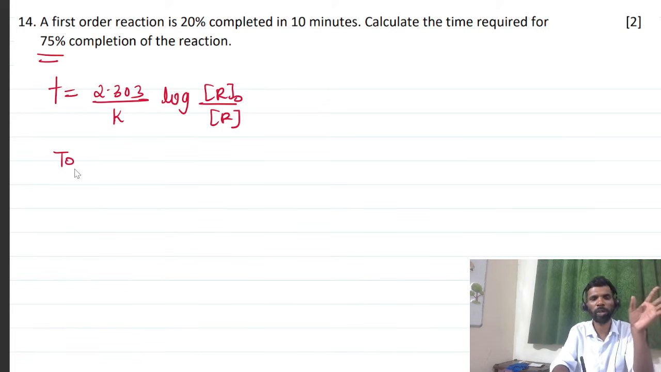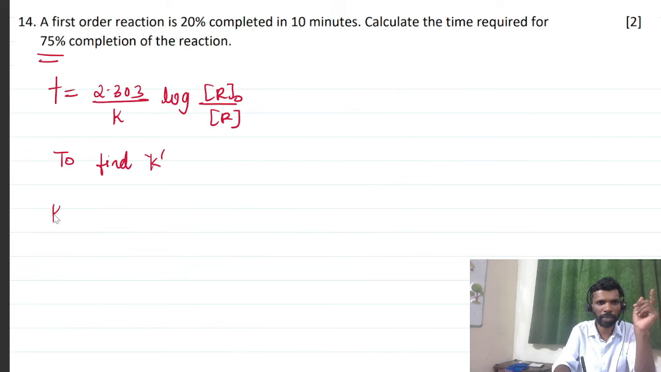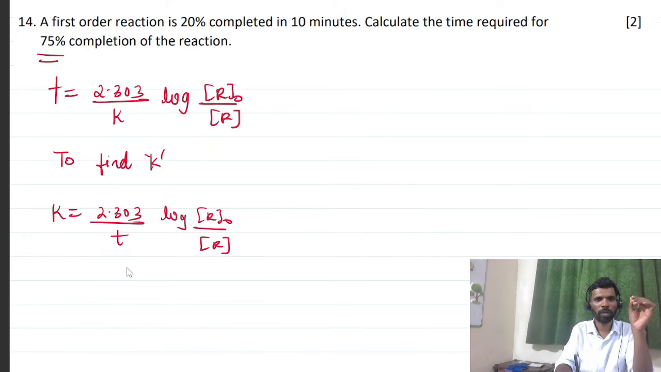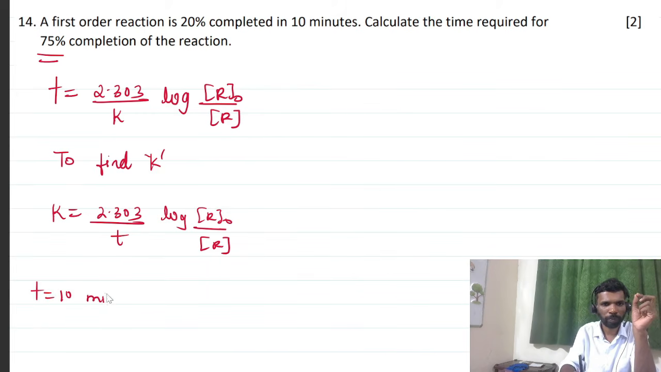To find k, k is going to remain constant because the temperature is not changing. If temperature is changing, then k will change. So to find k, I use the same formula, but I'll write k is equal to 2.303 upon t log r0 by r. Now over here, what is the time? The first order reaction is 20% complete in 10 minutes. Means time is equal to 10 minutes.